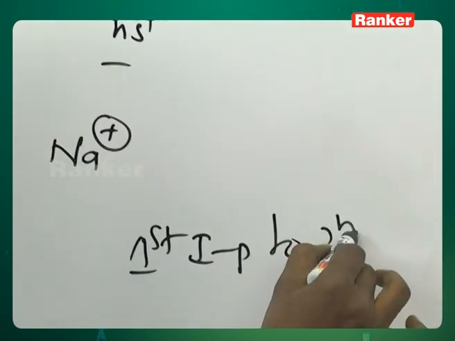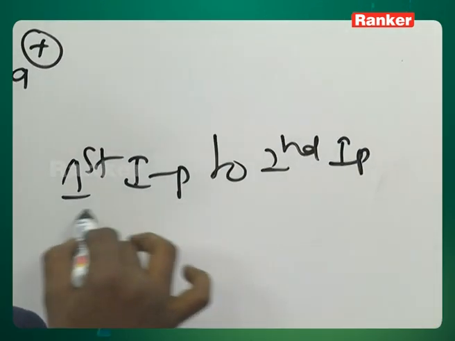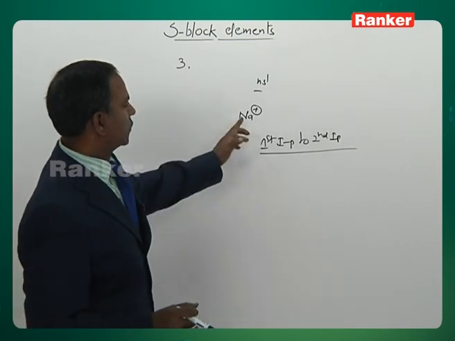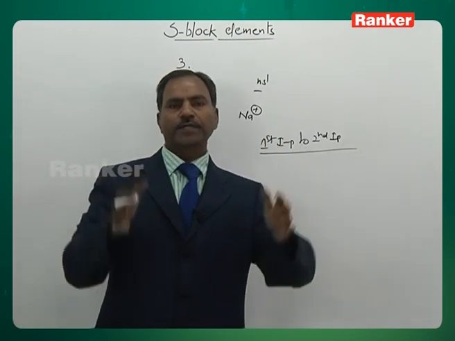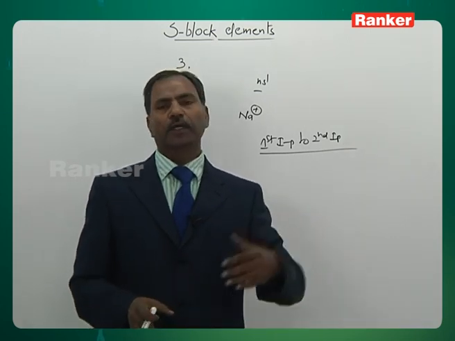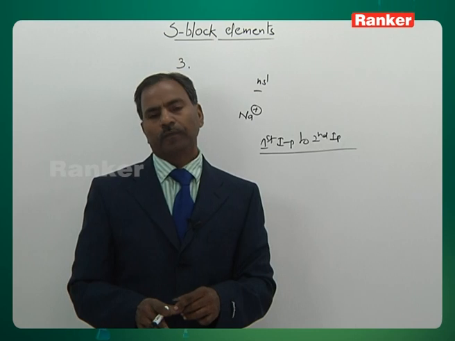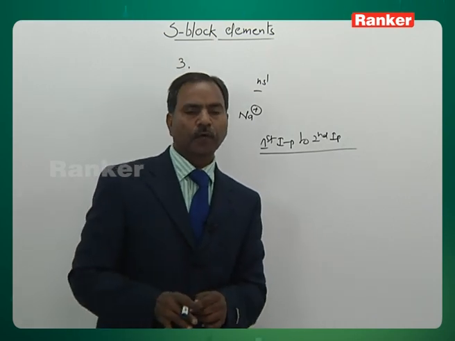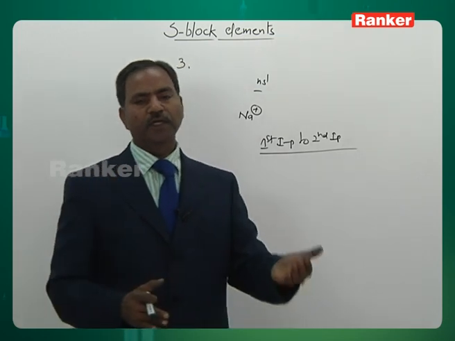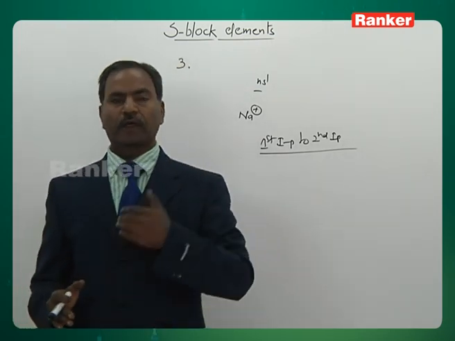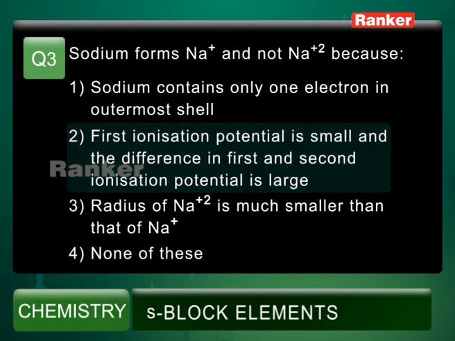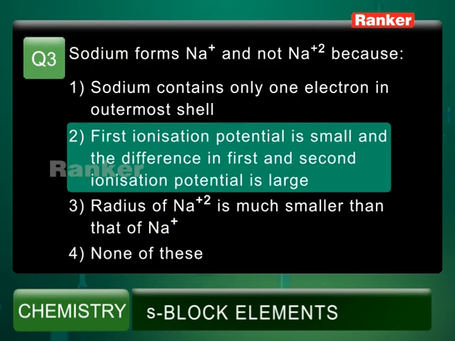First IP to second IP, a large difference is there. After losing one electron, all the first A group elements gain a stable noble gas configuration. Therefore, losing a second electron is very, very difficult. That is option number 2: first ionization potential is small and the difference between the first and second ionization potential is very large. Therefore, for question number 3, answer 2 is correct.